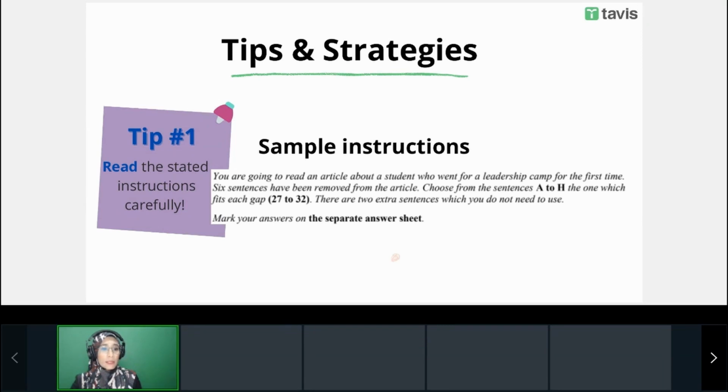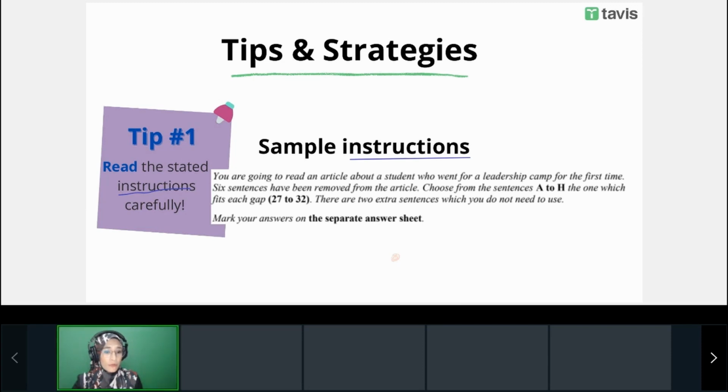So the first tip is that you have to always read the instructions. Always read the instructions. We do not want to miss any information when it comes to attempting the paper or the questions given. No, we do not want that. So please try and read the instructions given.